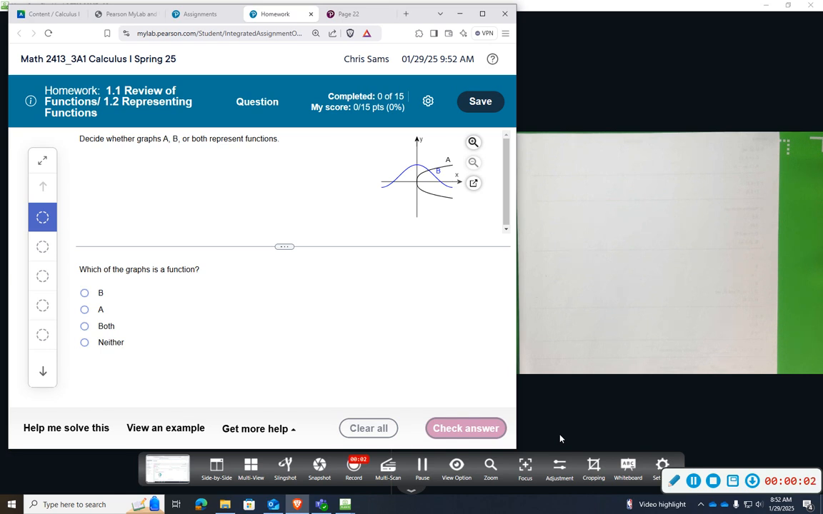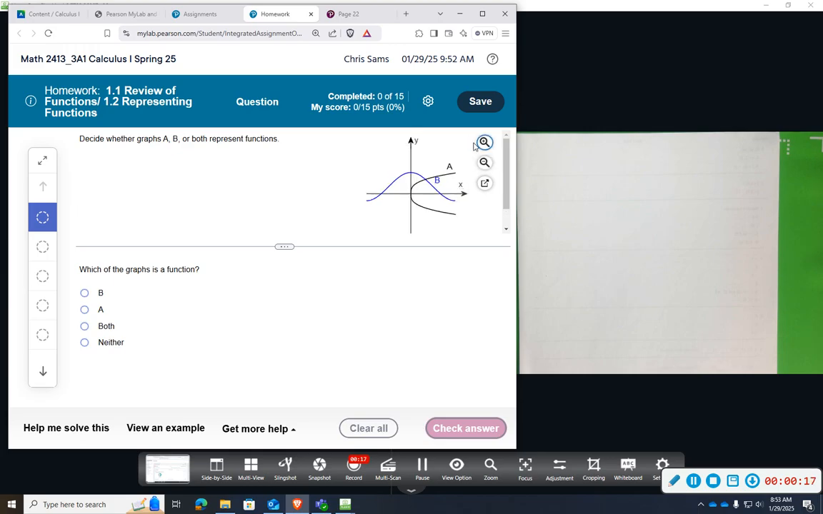Hello. Okay, today we're going to be working in 1.1 and 1.2. And our first question, we have to decide whether the graphs A, B, or both represent a function. And here we can see those graphs.